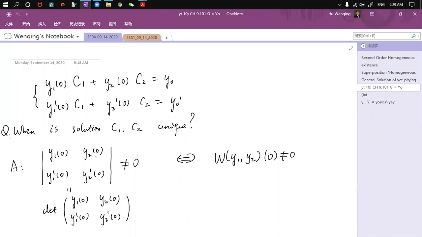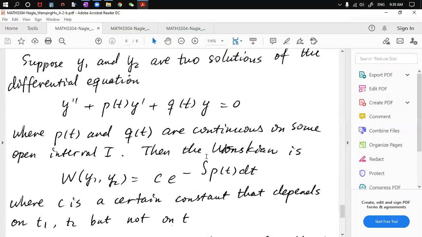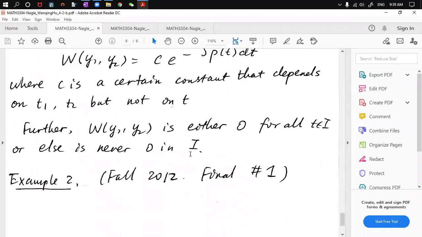So that's a very, very nice observation. It tells us that you only need to check the Wronskian at one point instead of everywhere. That means that the Wronskian is either equal to zero on a whole interval, or it is never zero on a whole interval. Therefore, if you want to check that the Wronskian is non-zero, you just have to check at one point.